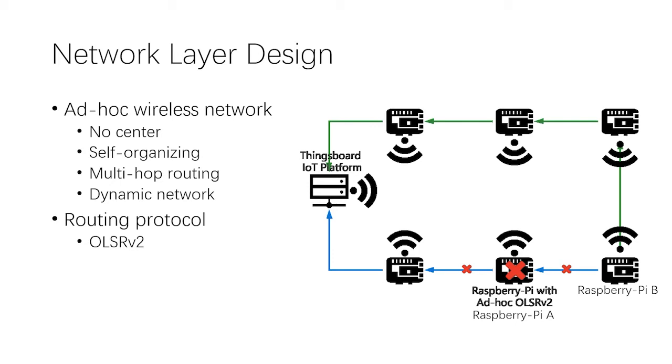If Raspberry Pi A is down and all the links are down, Raspberry Pi B will choose a new path to the platform according to the OSR version 2 routing table. So OSR version 2 gives us a faster and more stable network.